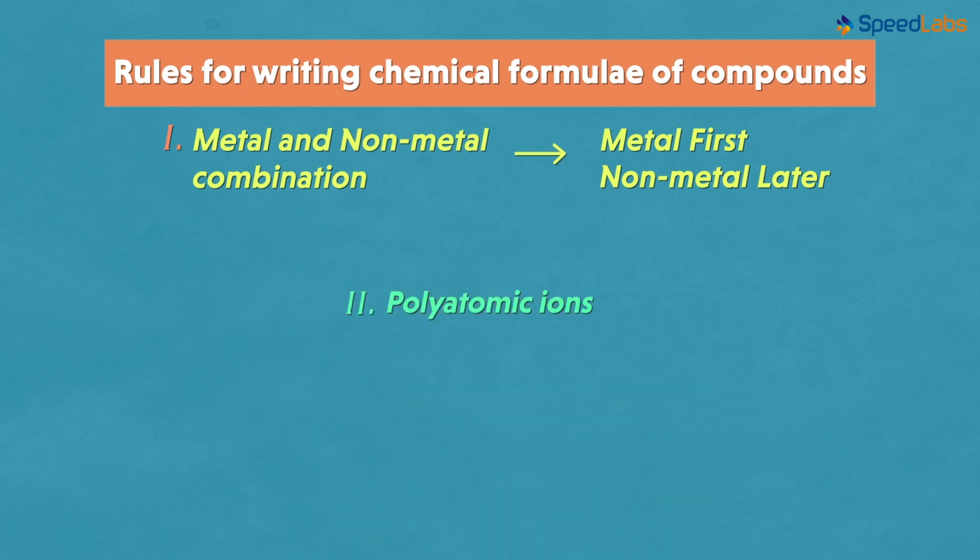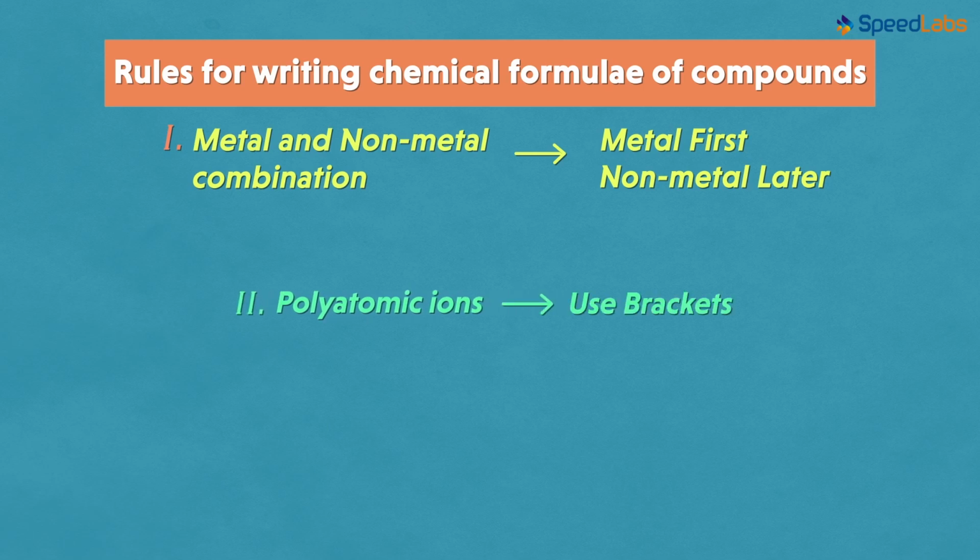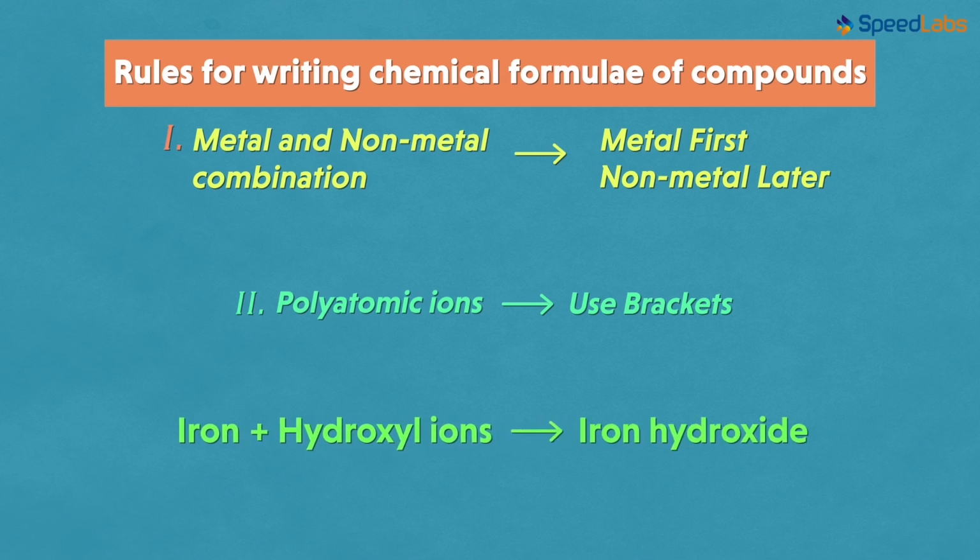The second rule says that when we have polyatomic ions in the compound, they are represented using brackets. For example, OH is a polyatomic ion with a negative charge. When it combines with iron, the resulting compound is called iron hydroxide. How will the compound be formed now?